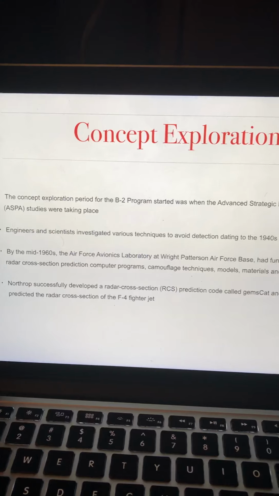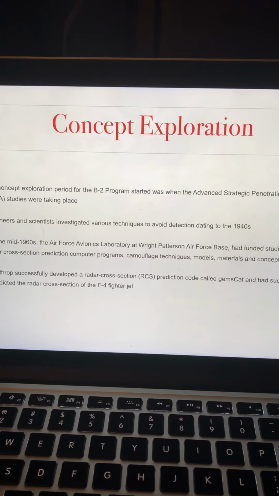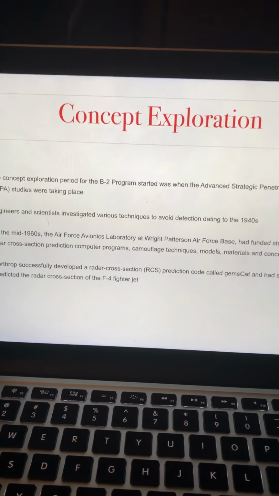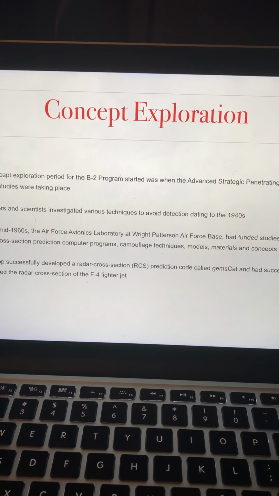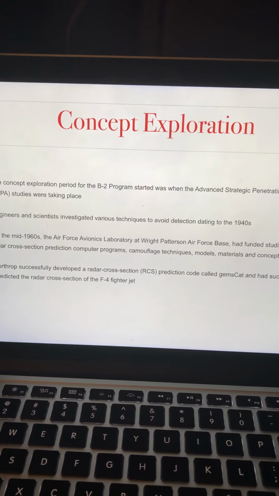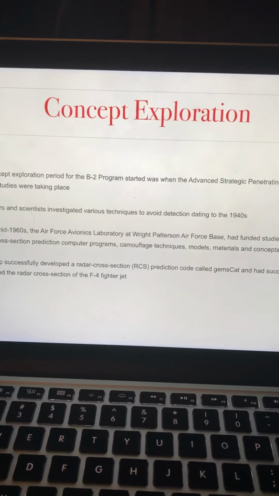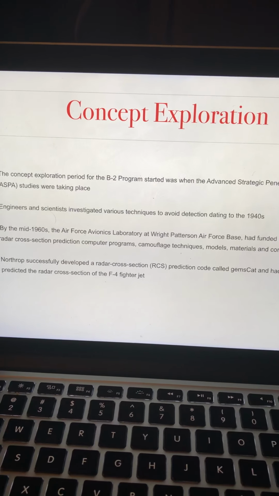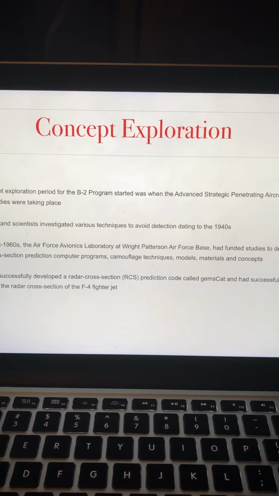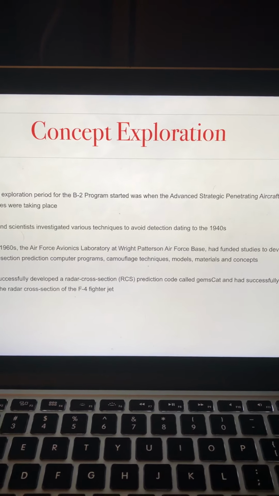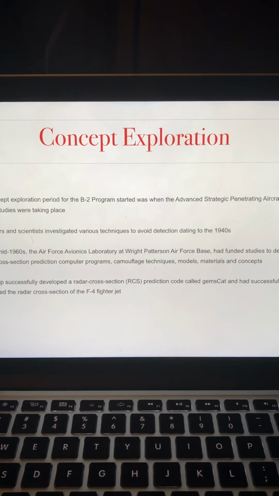The concept exploration period of the overall B-2 program started when the Advanced Strategic Penetrating Aircraft, or ASPA, studies took place. They were funded by the US Congress and the Air Force. Engineers and scientists had investigated various techniques to avoid detection since the 1940s. By the mid-1960s, the Air Force Avionics Lab at Wright-Patterson Air Force Base funded studies to develop radar cross-section prediction, computer programs, camouflage techniques, like I mentioned earlier but in a technical way, models, materials and concepts.